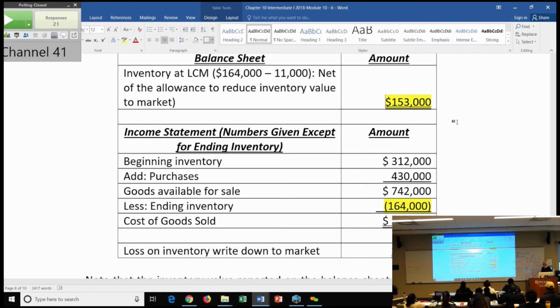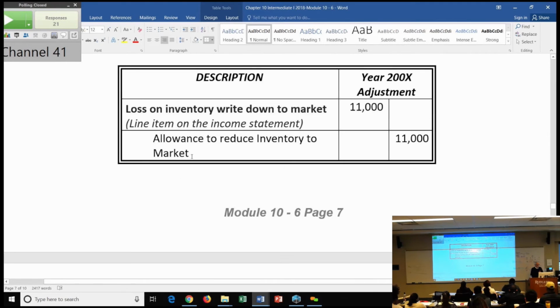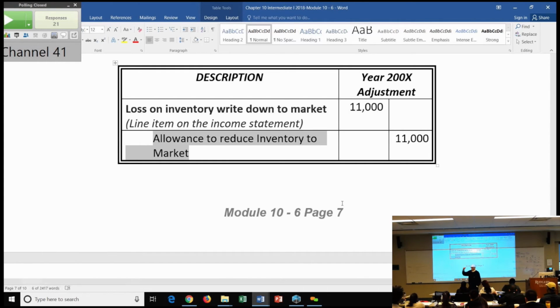So those are the two approaches. Now, one last reminder. You could, if you wanted to, as I said, you didn't have to use the allowance here because there are individual items. So you know exactly what items we wrote down. We know we wrote down Group A, Product 101. We know we wrote down Group B, Product 110, for example. So we could have written those accounts down directly, but an allowance account could be used.